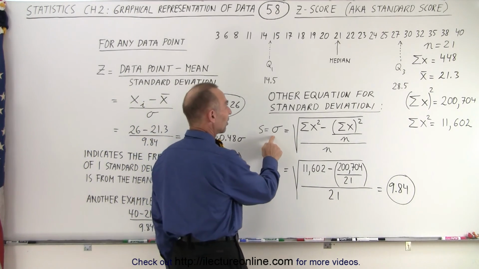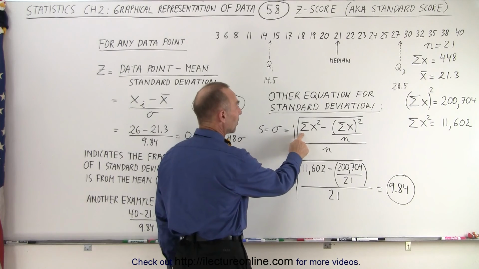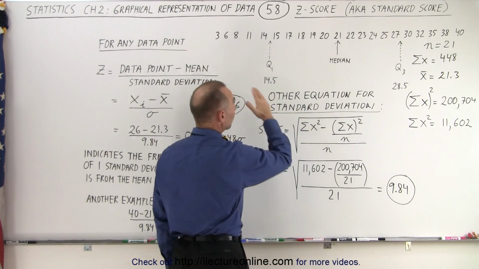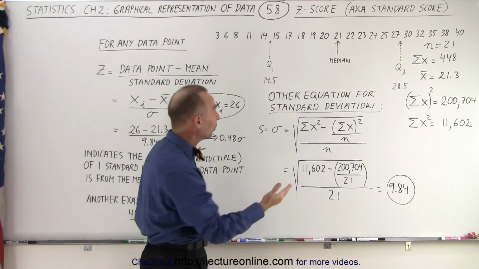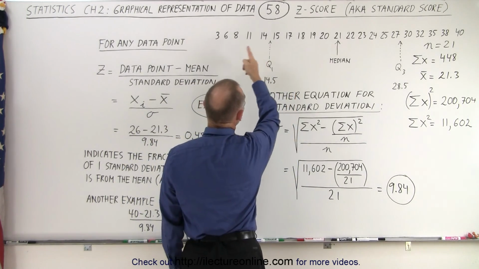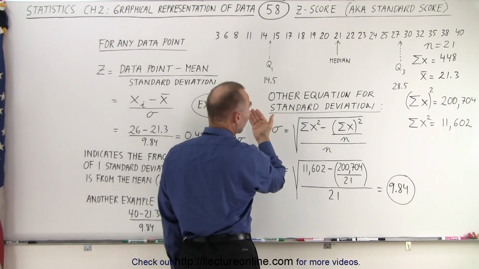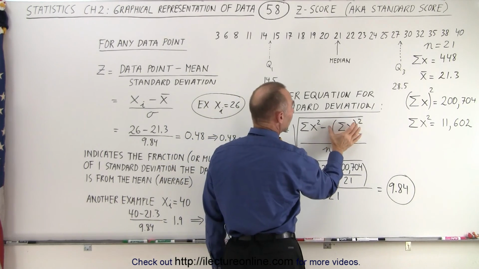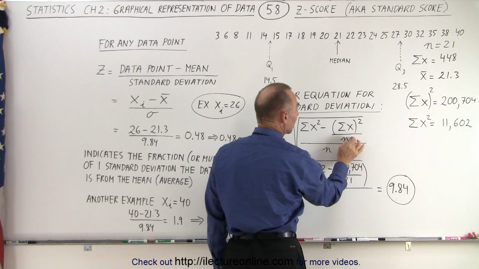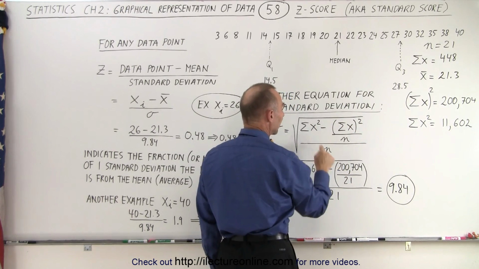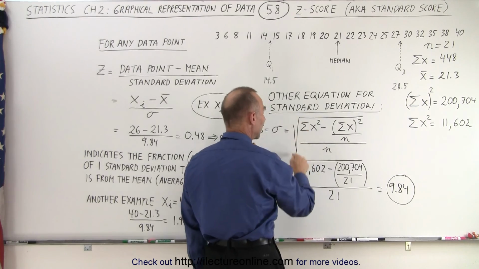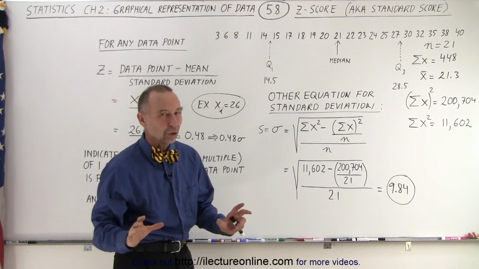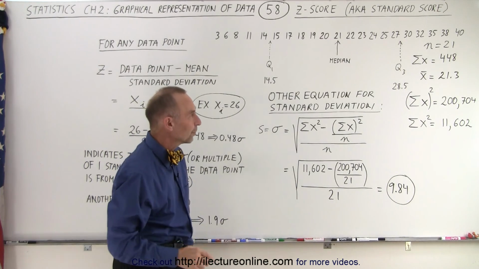Notice we can calculate the standard deviation by taking the sum of all the individual values of the data set squared. So in this case, we have 21 data points. If we take each one of these and we square them, and then we sum up that sum, subtract from that the sum of all the data points quantity squared divided by the number of data points, and then we divide all that by the number of data points, and we take the square root of that, we also get the standard deviation. It's kind of like the short form of the equation.